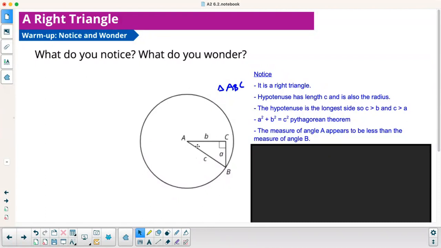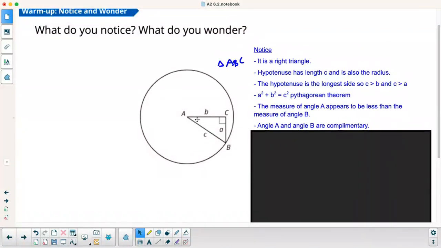And it appears that the measure of angle A is less than the measure of angle B. It looks a little narrower here. Angle CAB is narrower than ABC. We don't know for sure though, but that's just something I'm noticing.